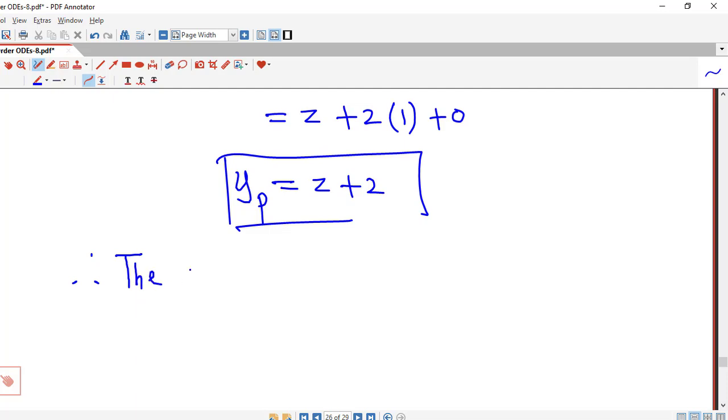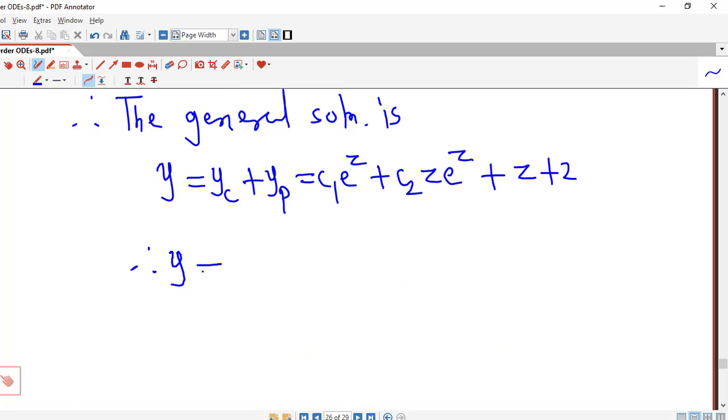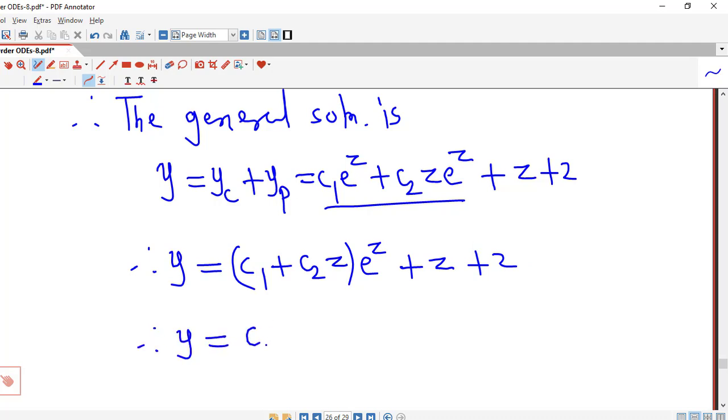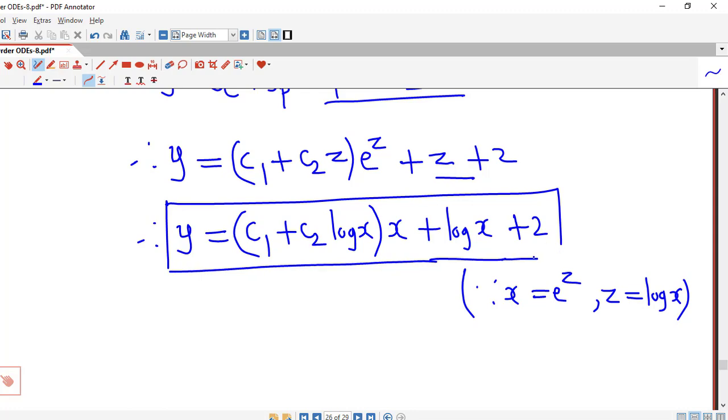So now we write the general solution. Therefore the general solution is y equal to complementary function plus particular integral. The complementary function is c1 e raised to z plus c2 z e raised to z, plus z plus 2. Therefore y equal to (c1 plus c2 z) e raised to z plus z plus 2, and finally we convert this in terms of x. So we replace z by log x and e raised to z by x. So y equal to (c1 plus c2 log x) x plus log x plus 2. Here we are using that x equal to e raised to z, and therefore z equal to log x. So this is the general solution of the given Cauchy-Euler or Euler-Cauchy equation.